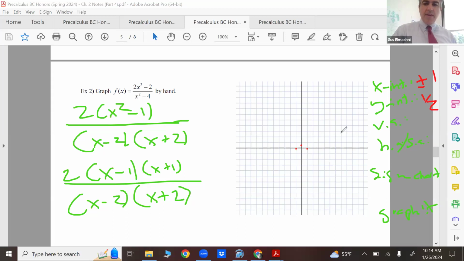We're doing it right. Vertical asymptotes, what makes the bottom 0 after you simplify it. So plus or minus 2, x equals, remember it's an equation. Thank you. So we got that.